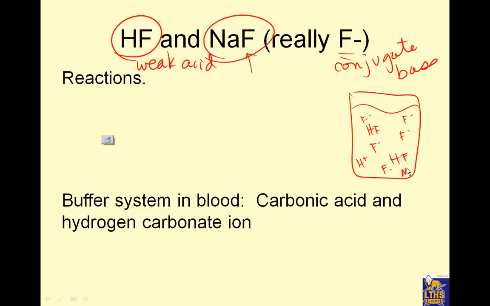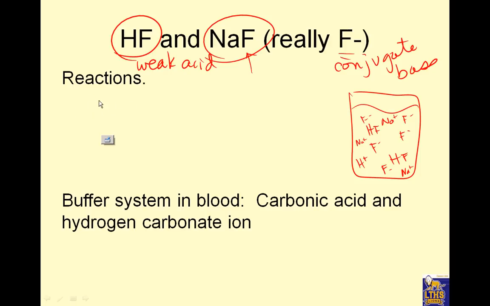What else is in there? Well, there's sodium ions, but they're just spectating; they're called spectator ions. They're just watching what's going on. So 1, 2, 3, 4, 5 F minuses and 3 Na's. That means 2 of the F minuses came from the weak acid, and the rest came from the sodium fluoride. So what happens in this equilibrium system to make it a buffer?